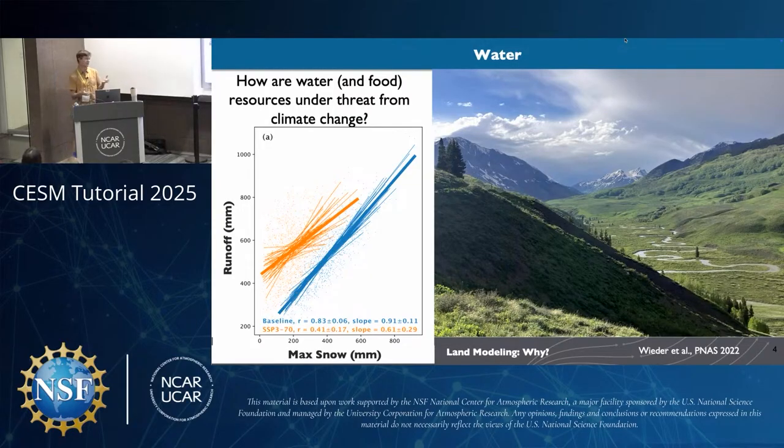We have a bunch of observational systems like SNOTEL, which are used to measure snow to then predict runoff forecasts. And then what's shown in orange is how that predictability falls apart in future simulations. So again, this is from the CESM2 large ensemble, running with SSP3-7.0, and you can see that there's much less predictability of runoff from snow. And so water resources are a critical feature that models like CLM and CESM can provide.